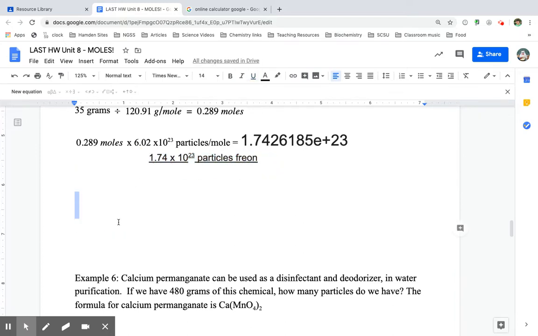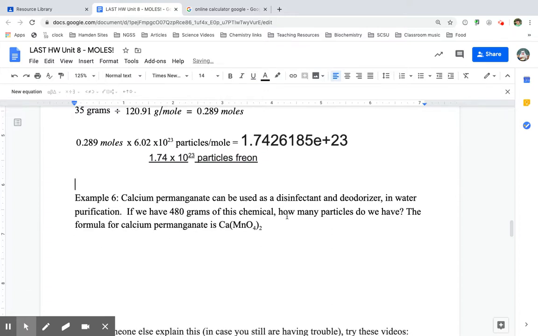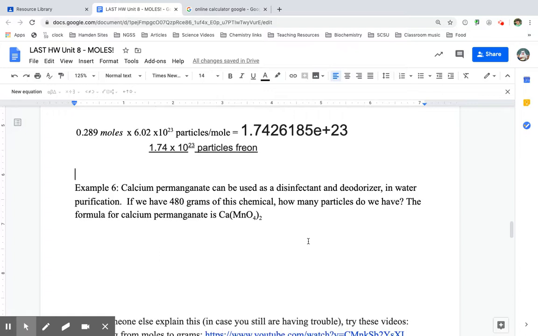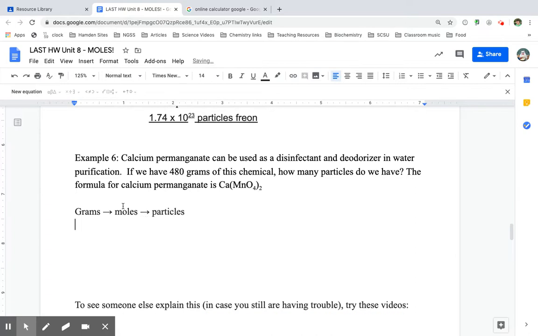All right, let's try another example, and then we'll be done. So close to being done. Okay, example 6. Calcium permanganate can be used as a disinfectant and deodorizer in water purification. If we have 480 grams of this chemical, how many particles do we have? And I gave you the formula. I'll always give you the formula, unless it's something that you know, like water. Okay, so remember, our strategy is again to go from grams to moles, and then from moles to particles. So let's go to grams first too.